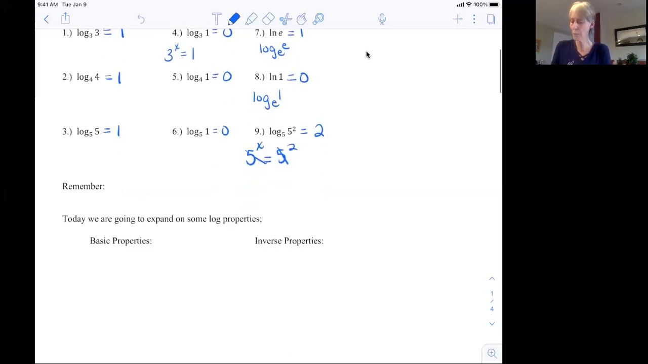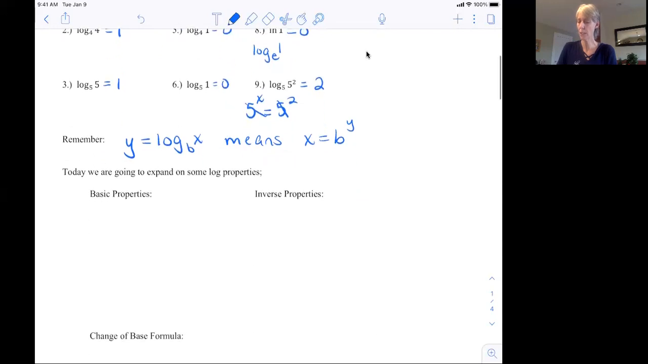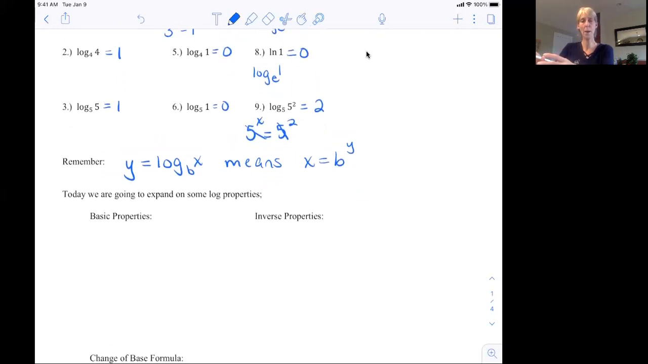So we just want to remember, always, always, always remember, y equals log base b of x means x equals b to the y. I'm probably going to write this on your notes every day. Okay, we just need to understand that these two expressions are equivalent.